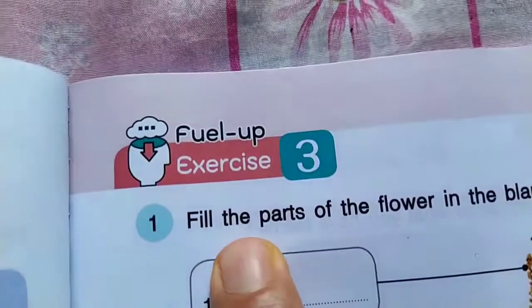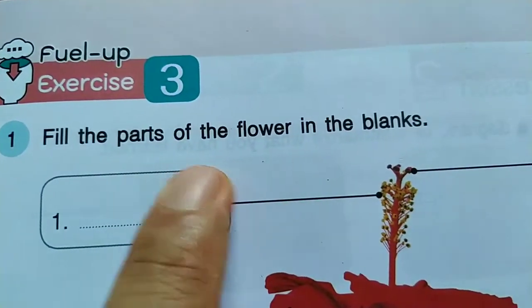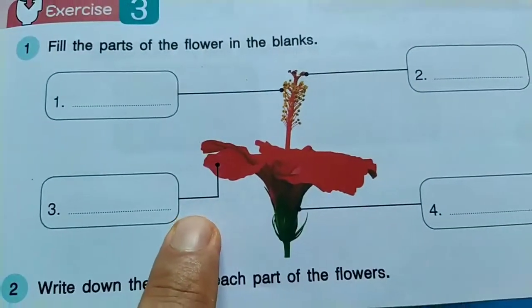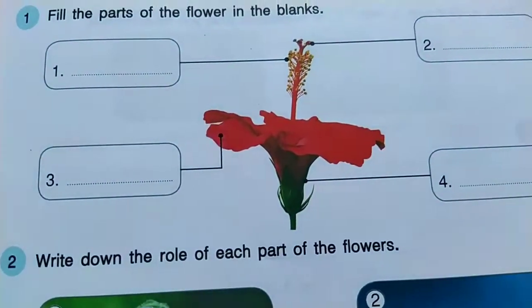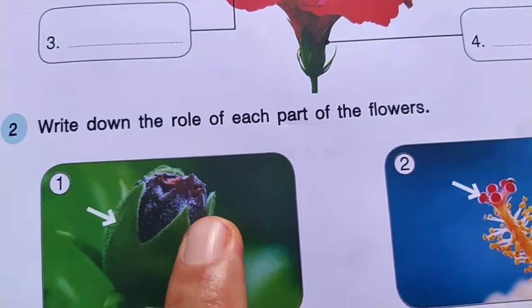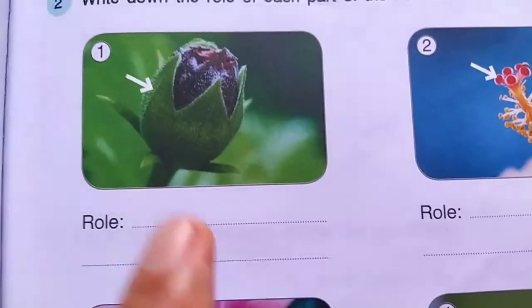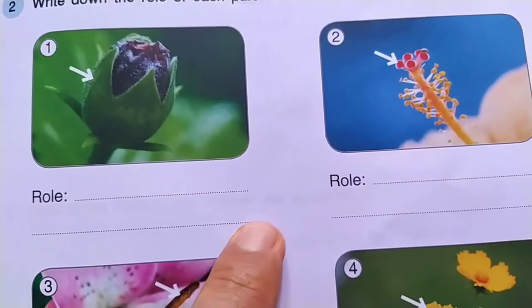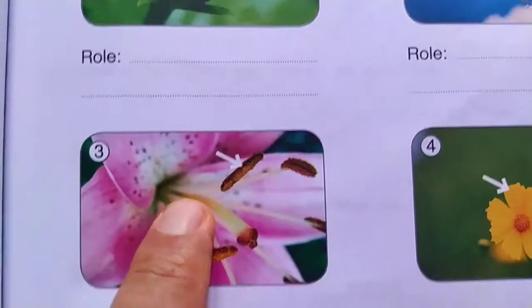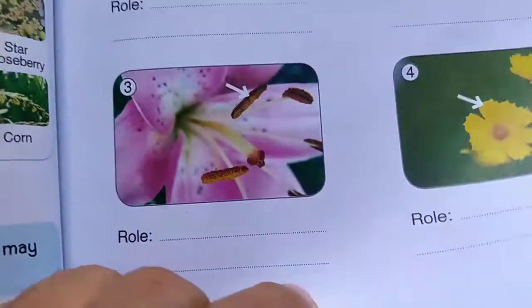That is page 86. On page 87, I want you to answer this exercise 3. Fill in the flowers or the parts of the flowers in the blanks, like 1, 2, 3, 4. All right. Write down the role of each part of the flowers in here. Role. What is the role? Go back to the previous page. Number 2. What is the role? What is the role of this? And go back to the previous page.